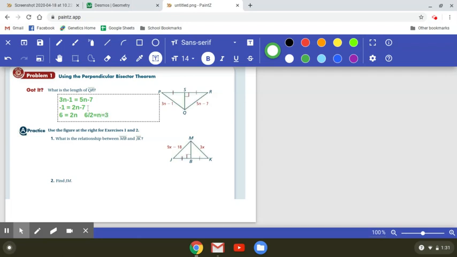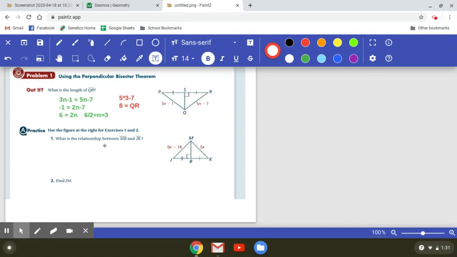And then the question wasn't what is n, but rather what is QR. So I'm just going to go ahead and put it back in. QR was this length right here, although this length would be the same, so whichever is easier for you. So we're going to have 5 times 3 minus 7. 5 times 3 is 15. 15 minus 7 equals 8. So the length of QR equals 8.